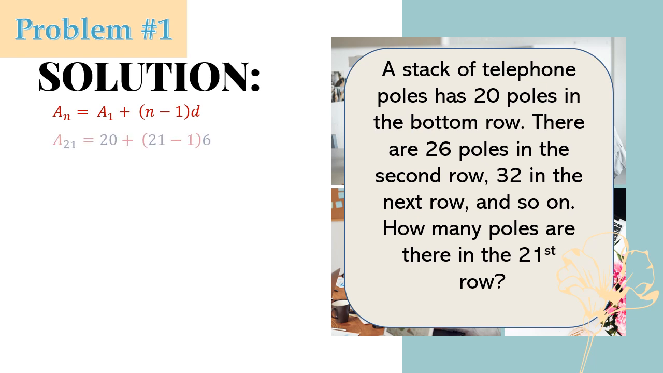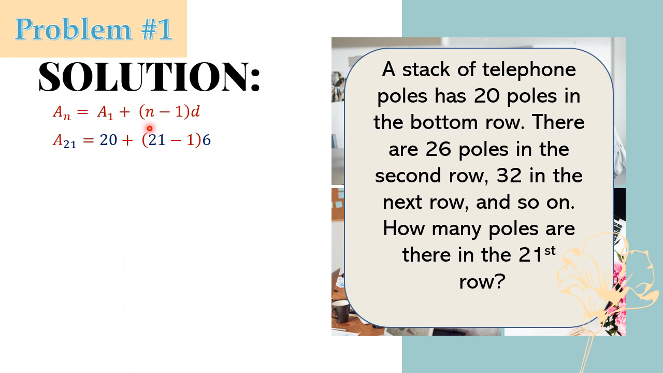Okay, so of course, we're going to substitute. A while ago, I told you that the common difference is 6. So again, what's the formula in finding the common difference? You just simply subtract the next term to the preceding term. For example, 26 minus 20, it's 6, or 32 minus 26, it's 6 as well. So here, I substituted 6 in our formula.